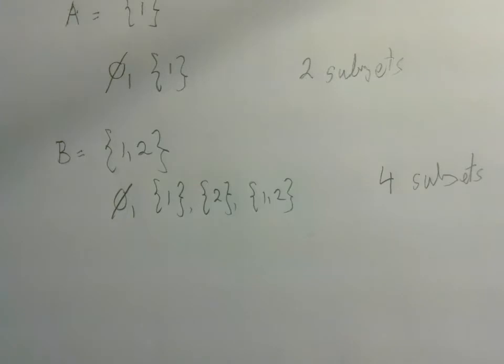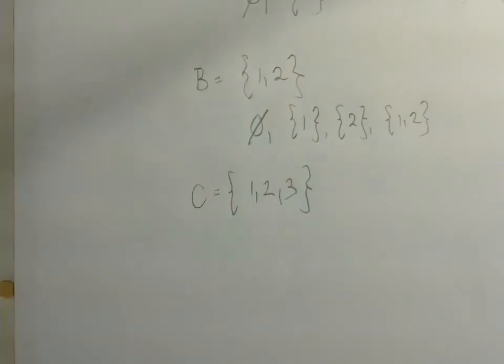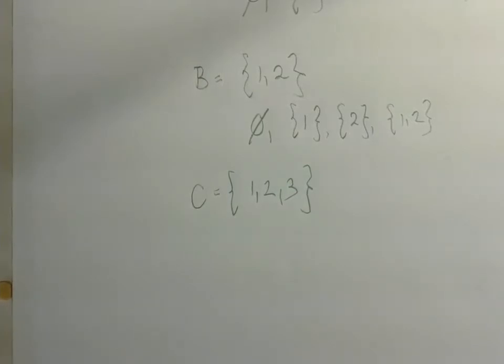Now, as we move on to larger and larger sets, it will become more and more important that we're systematic. So the way we're going to be systematic is we're going to break down the listing by the number of elements in the subset. So let us work on a 3-element set C that has 1, 2, and 3 in it.